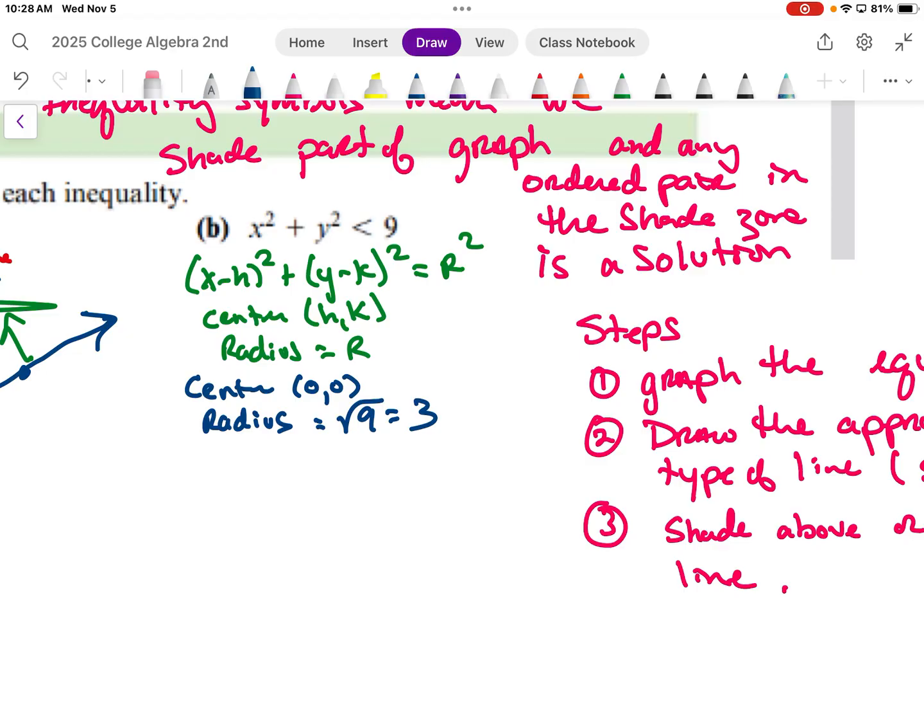Now, on a circle problem, let's go ahead and draw our circle. So I'm going to draw an xy axis. Try to get your tick marks evenly spaced out. And now this tells me I've got a circle centered at the origin with a radius of 3, which means I go through all the 3's. And there's my circle.